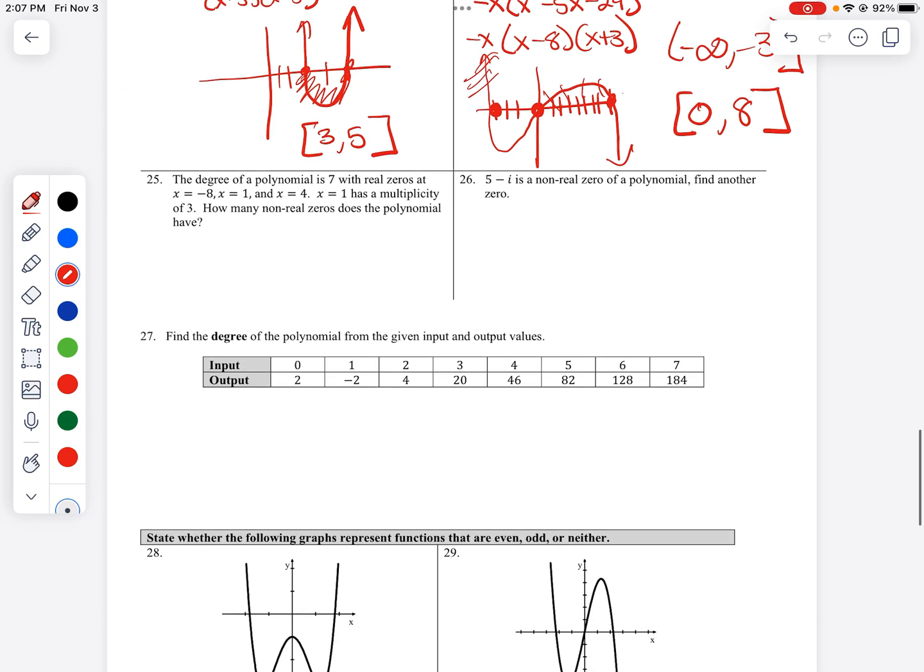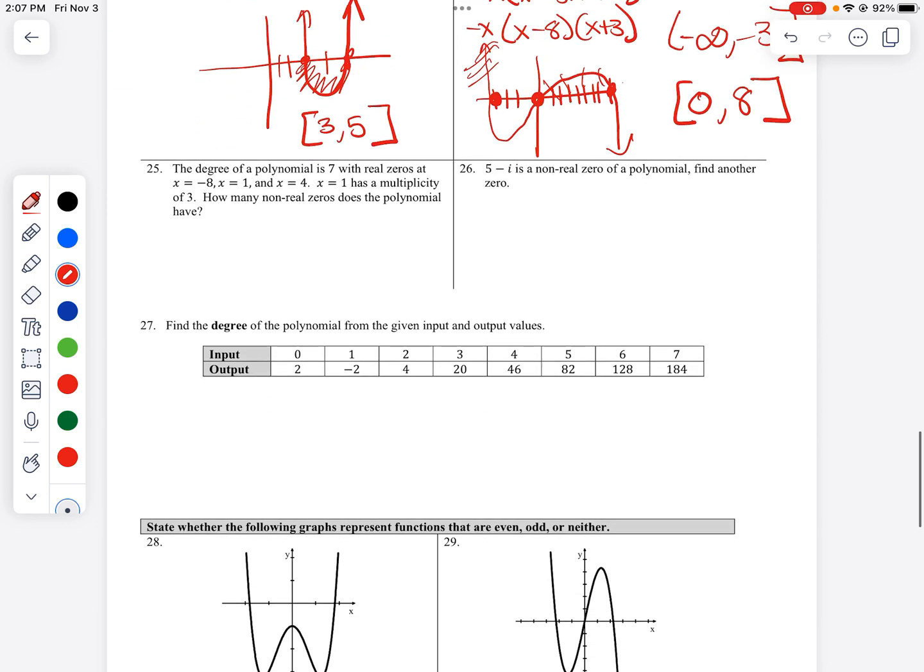All right, so the next one: the degree of a polynomial is 7 with real zeros at these, and one has a multiplicity of 3. How many non-reals does it have? Well, let's see, how many real zeros? 1, 2, 3, but this one has a multiplicity of 3, so that's a total of 6.